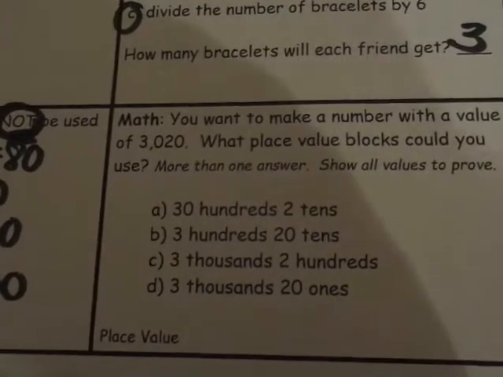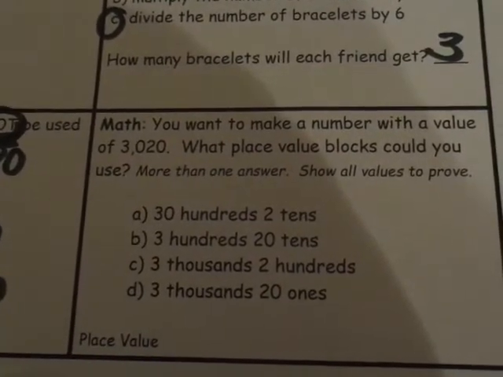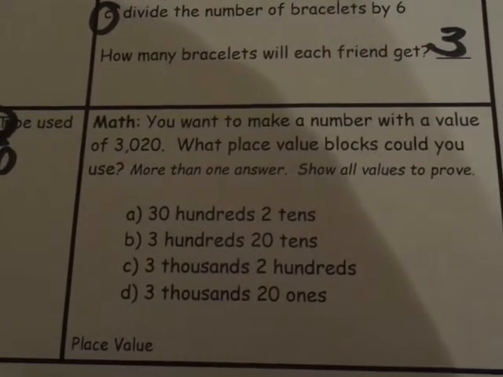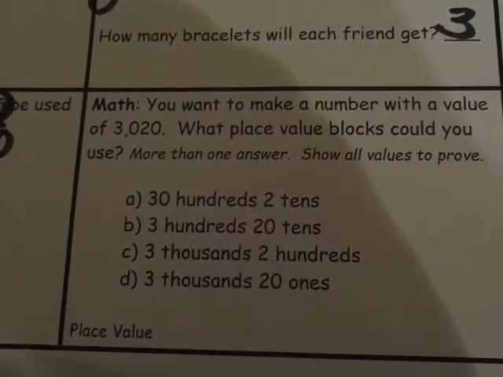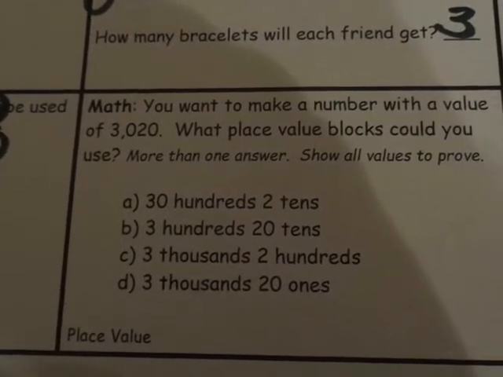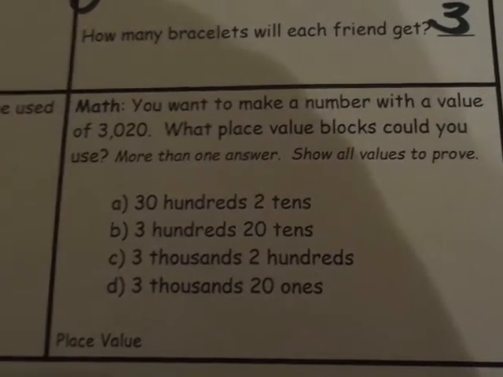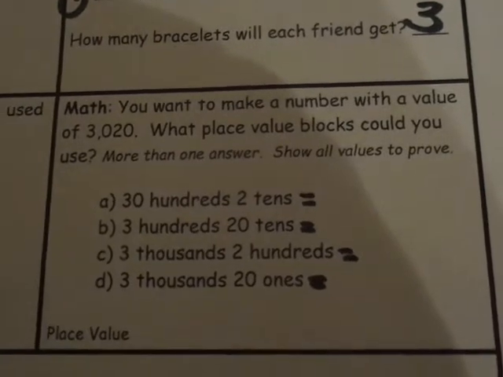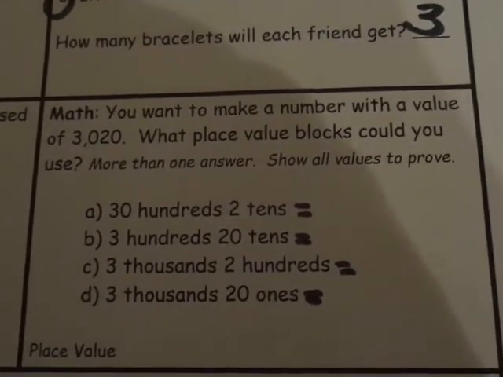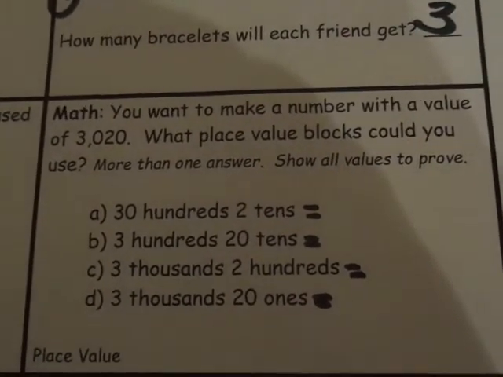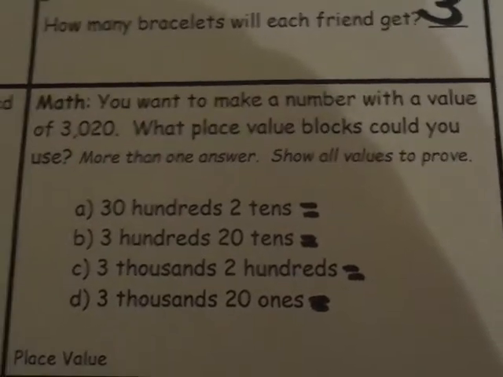Next question. You want to make a number with a value of 3020. What place value blocks could you use? There's more than one answer. Show all values to prove. So we're going to write what each of these equals. Okay? So these are sometimes called funny numbers or just giving us the place value of a number, and we're going to solve those out.